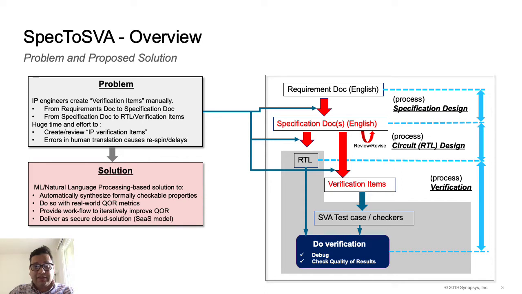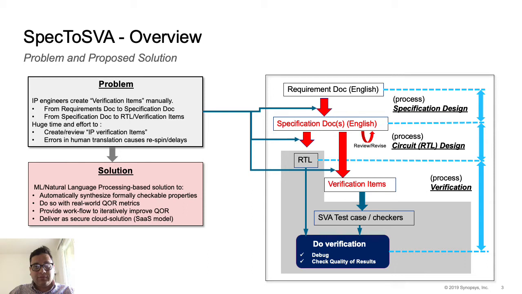The verification item can be defined as those English sentences that can be potentially translated to a formally checkable property. Now they use all these verification items and manually synthesize formally checkable properties. And this process can become really cumbersome because the whole loop has to be repeated again and again for different versions of the same document.